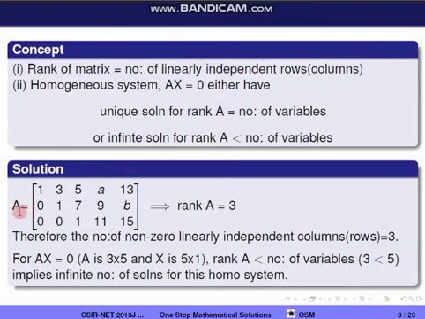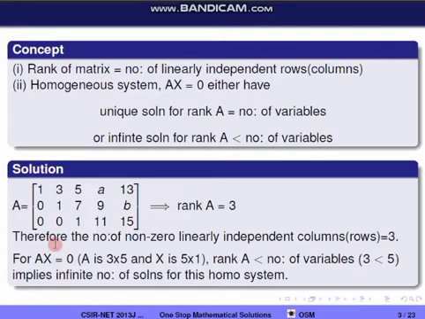So we have this matrix here. The matrix is already in row reduced echelon form, so we'll calculate the number of linearly independent rows. Here there are 3 linearly independent rows, therefore rank of A is 3. Therefore the number of linearly independent columns should also be 3. But here there are 5 columns, so all the 5 columns will be linearly dependent.